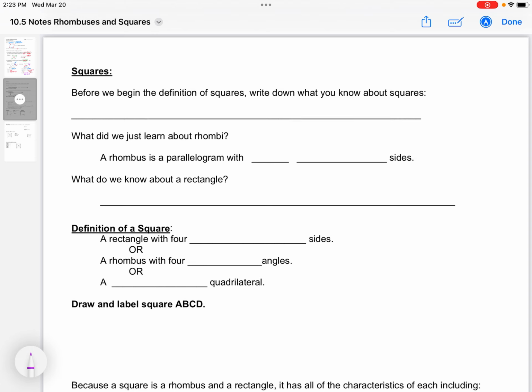Okay. Squares, you could probably write down everything there is to know about squares. So they have 4 congruent sides. They have 4 right angles. That's probably all you know, but that's pretty much most of it. We'll talk about diagonals, but there you go. So a rhombus is a parallelogram with 4 congruent sides.